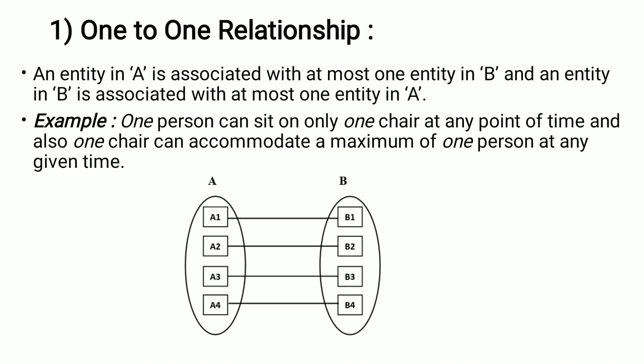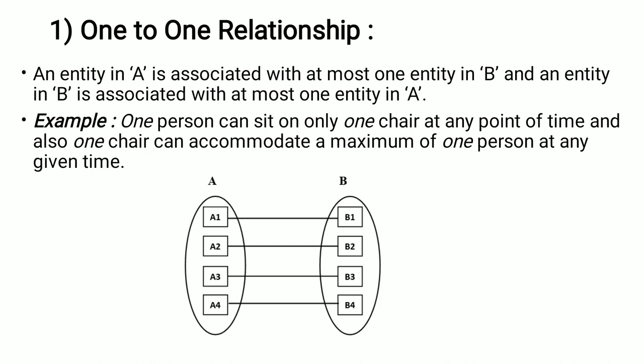An entity in A is associated with at most one entity in B, and an entity in B is associated with at most one entity in A. For example, one person can sit on a chair at any point, and a chair also holds a maximum of one person at a given time.